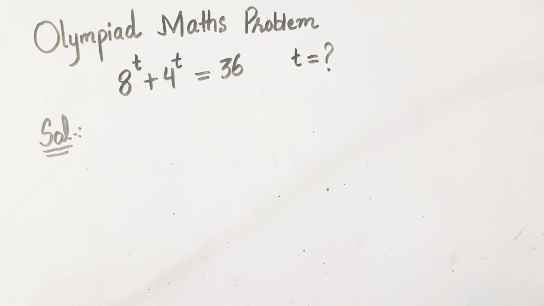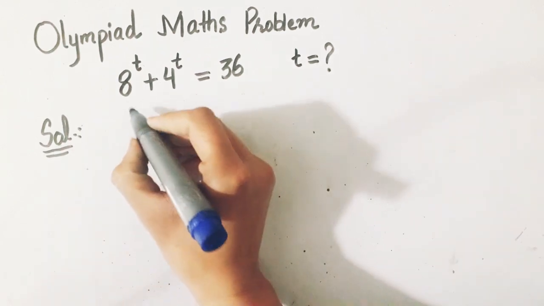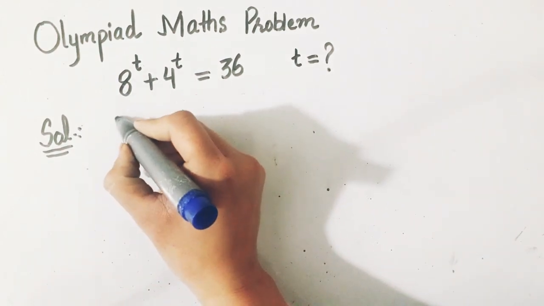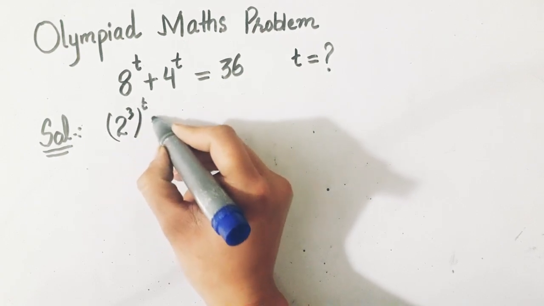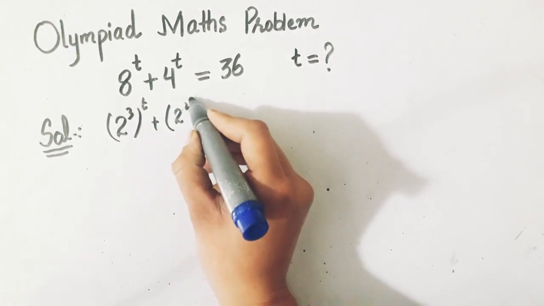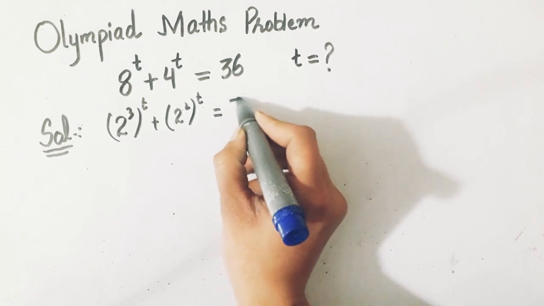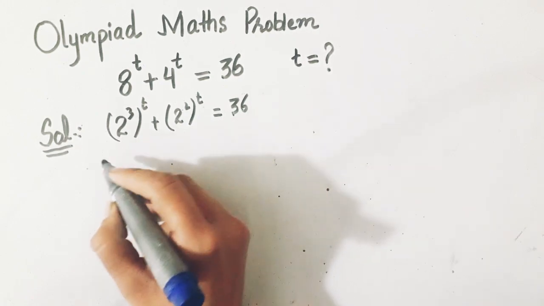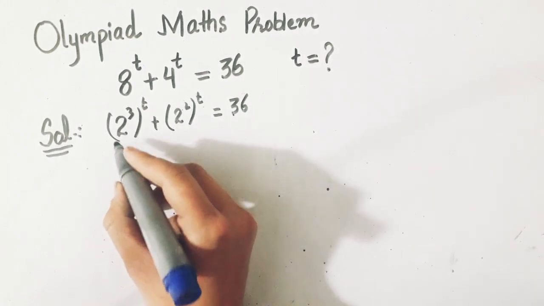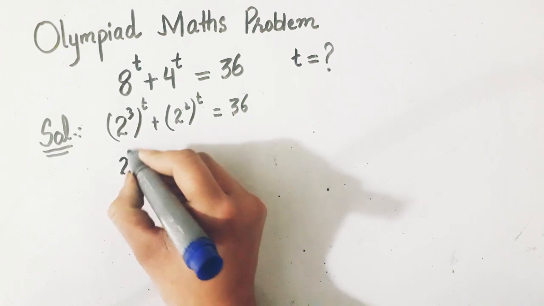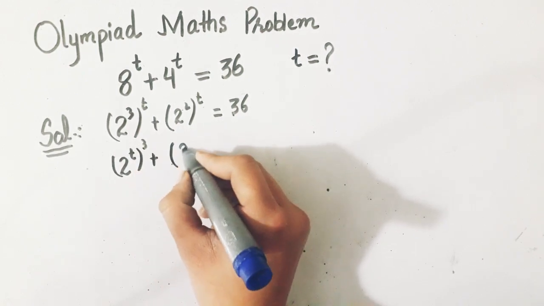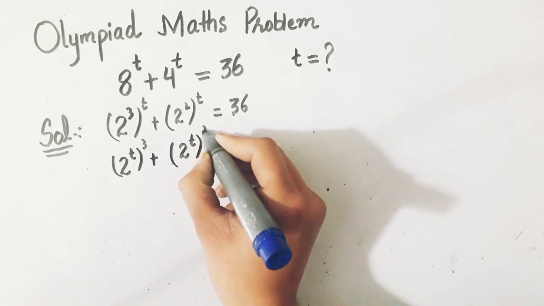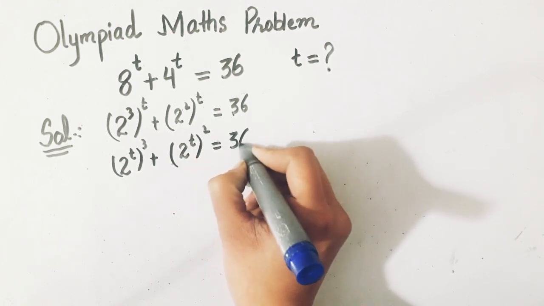So we will solve this question as first of all consider 8 raised to power t can be written as 2 cube of t, and 4 can be written as 2 square of t, that equals 36. Now in the next step, we will write this as (2 raised to power t) whole cube plus (2^t) whole square equals 36.